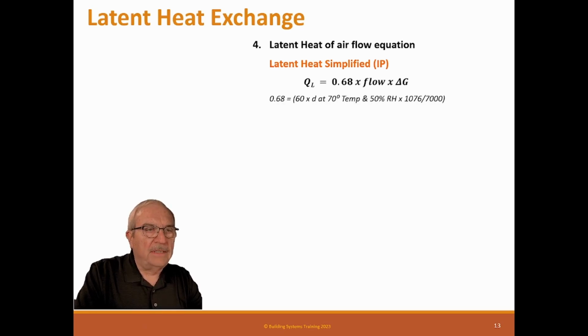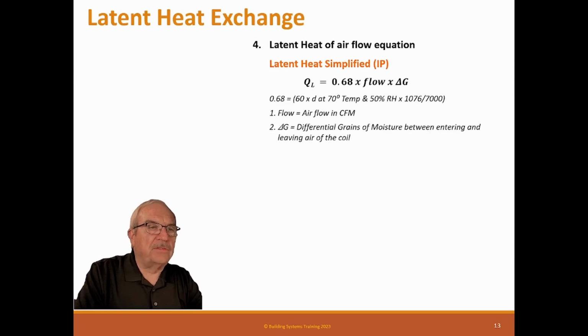This 0.68 equals 60 times density at 70 degrees. The density could be 1 over specific volume. Remember, they're reciprocal. At 70 degrees at 50% times 1076 over 7,000. 7,000 is the number of grains in a pound, and the 1076 is the number of grains it requires to condense 1 pound of moisture. We'll get to that definition in a second here.